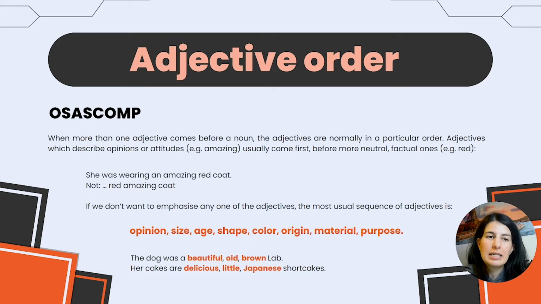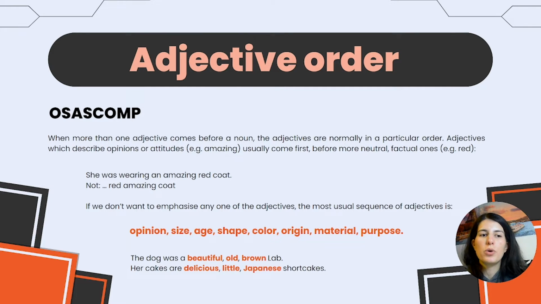Adjective order in English usually concerns this very interesting acronym. I like to call it Osasco MP, just because Osasco is a city here in Brazil. But you can call it however you want. It's nice to memorize it in a way that is most comfortable to you. So, adjective order, guys, happens when more than one adjective comes before a noun. The adjectives are normally in a particular order.